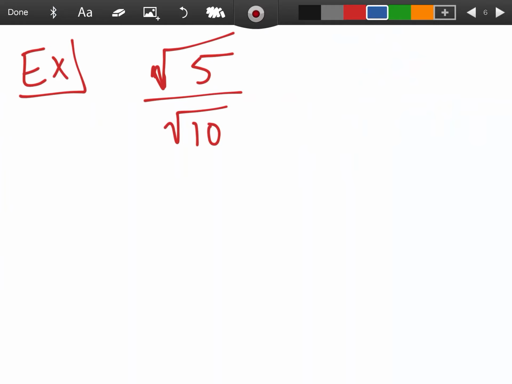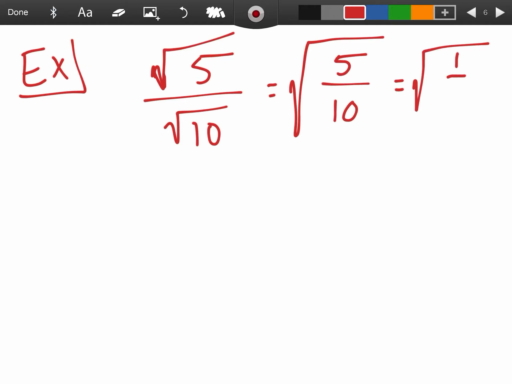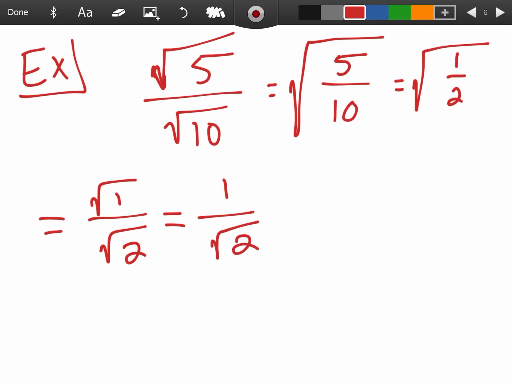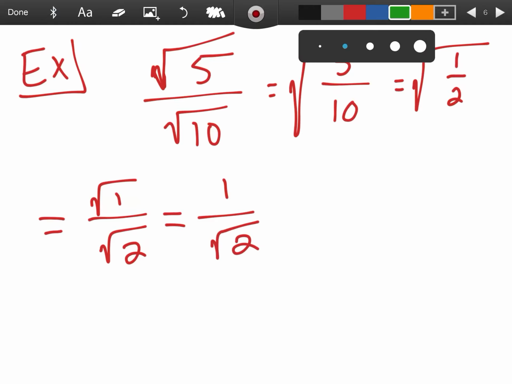For this one, we have the square root of 5 over the square root of 10. So what we might notice is we can actually combine these into one big square root and make it the square root of 5 over 10. Well, square root of 5 over 10 is just the square root of 1 over 2, which then we could split up as the square root of 1 over the square root of 2. Well, square root of 1 we know is just 1.